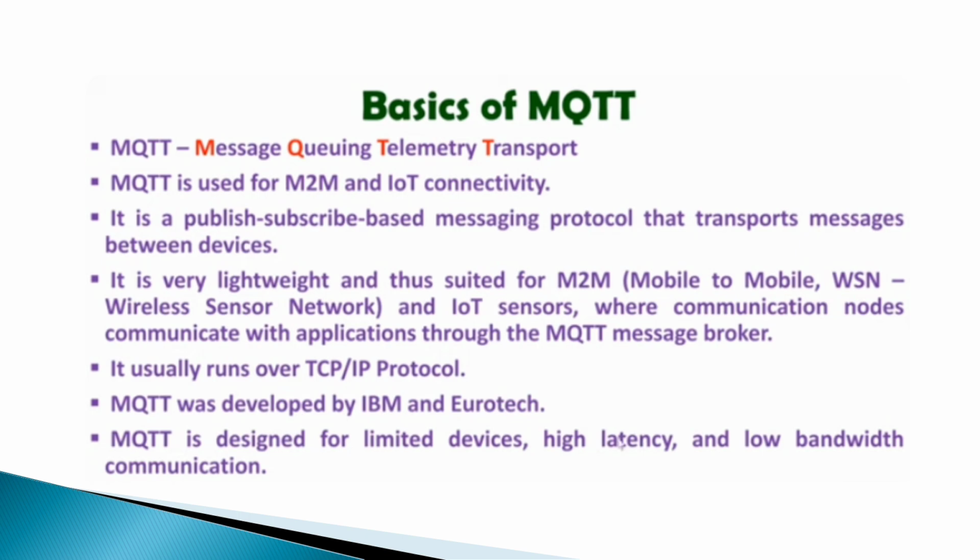MQTT means Message Queuing Telemetry Transport. MQTT is used for machine-to-machine and IoT connectivity. It is a subscriber-based messaging protocol that transports the message between the devices. It is very lightweight and thus suited for the machine-to-machine and IoT sensors where the communication nodes communicate with the applications through the MQTT message broker. It usually runs over TCP and IP protocol.